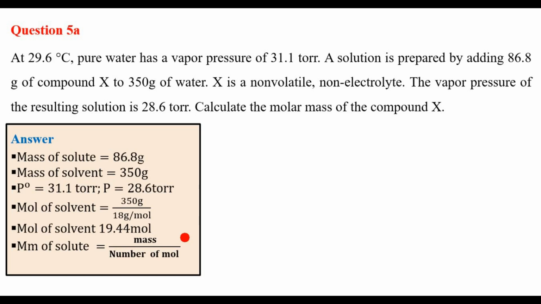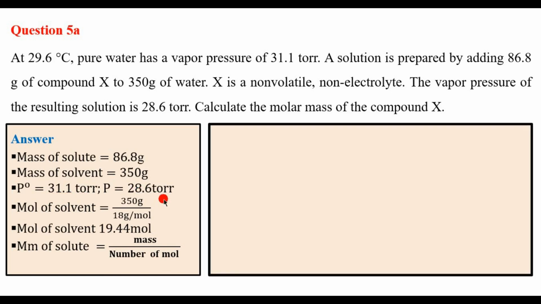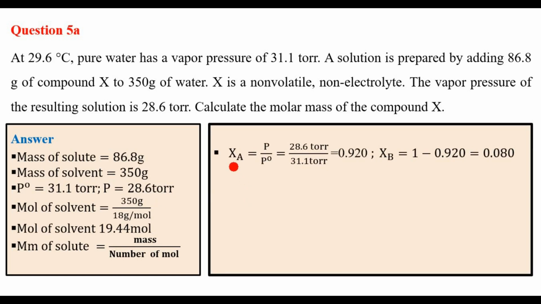What we have now are the moles of the solvent, and you can determine the mole fraction of the pure solvent if we have the vapor pressure of the pure solvent and the vapor pressure of the solution. So XA, the mole fraction of the pure solvent, will be equal to the vapor pressure of the solution divided by the vapor pressure of the pure solvent. Then we get the mole fraction of the pure solvent.